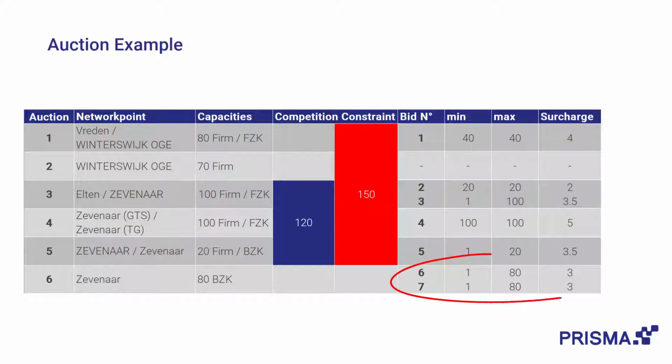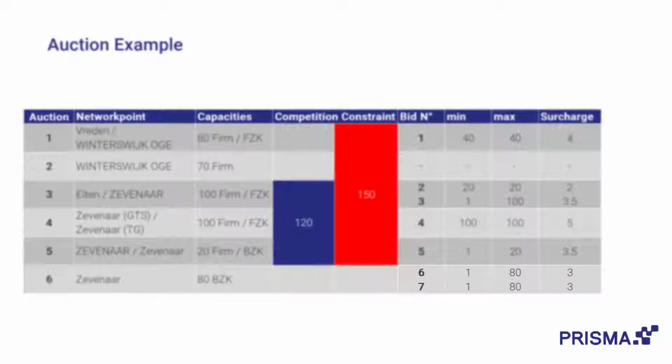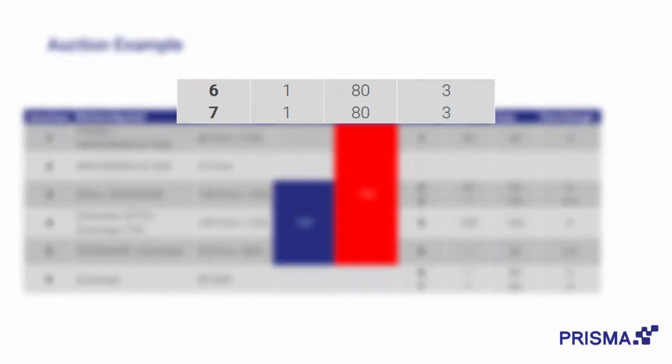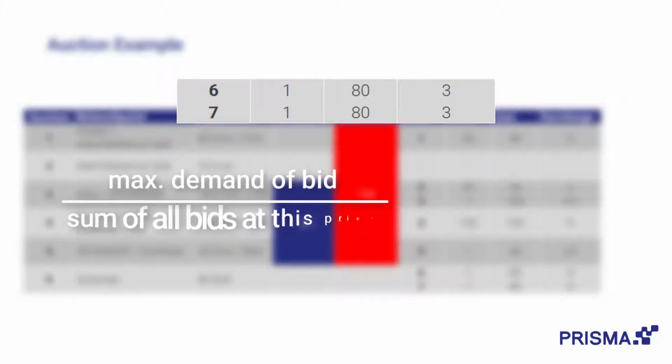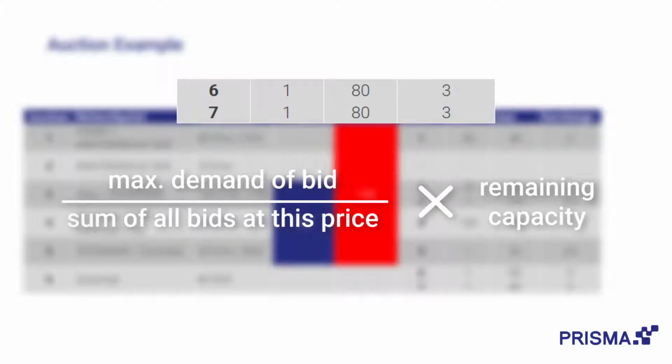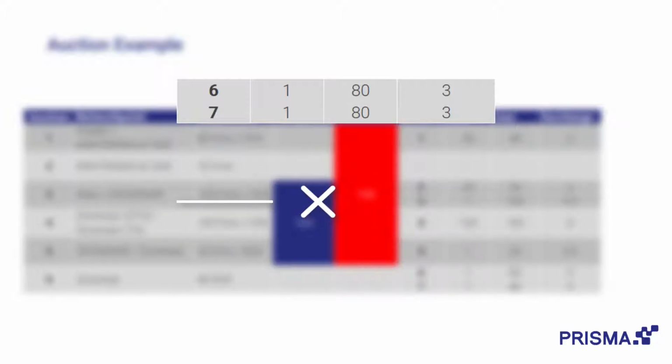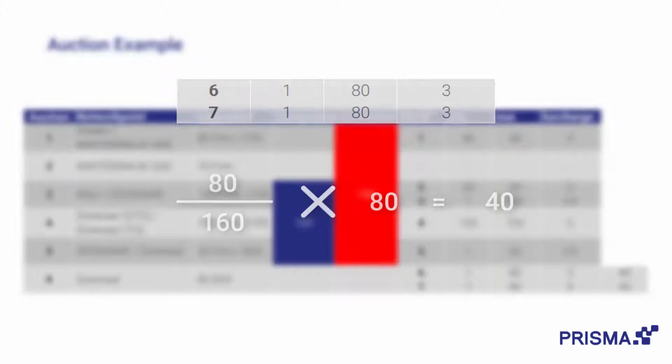Although auction 6 is not in competition, I want to use it as an example how pro rata allocation is done. Since both bids have the same surcharge, pro rata is used. It is calculated with the following formula. Maximum demand of the bid divided by the sum of all bids at this surcharge times the amount of remaining capacity. In the case of auction 6, this means 80 divided by 160 times 80, which equals 40. This means both bids will be allocated 40 capacity at a surcharge of 3.